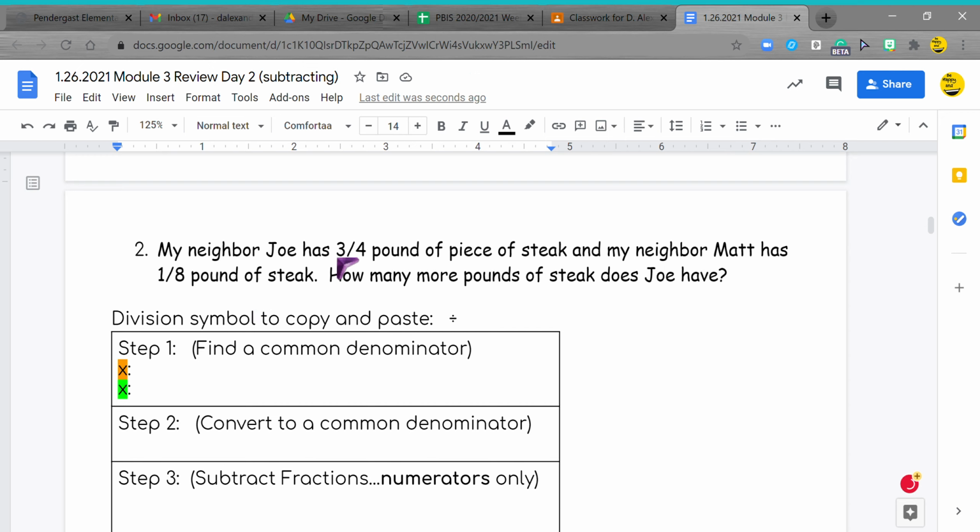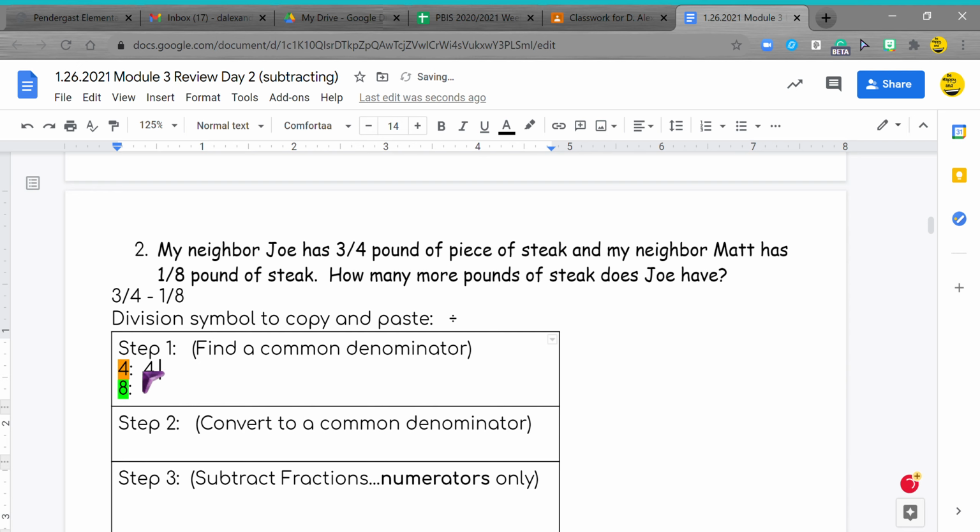So let's look at this one. It says, my neighbor Joe has 3/4 pound of beef steak, and my neighbor Matt has 1/8 pound of steak. How many more pounds of steak does Joe have? So I'm looking at 3/4. So right here, I'm just going to write it. I have 3/4, subtract 1/8. So I can just see the numbers, I'm going to go ahead and do 4, and I'm going to do 8.